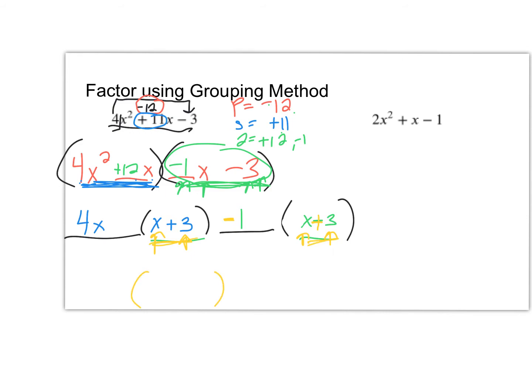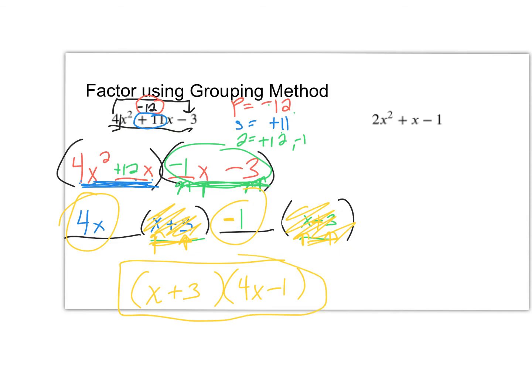All right, so here we go. X plus 3 is our common piece. Second parentheses, all the garbage on the outside. So we have 4x minus 1. And there's our parenthesis, our grouping. All right, let's look at the next one.